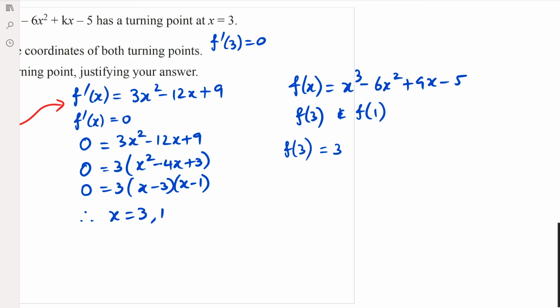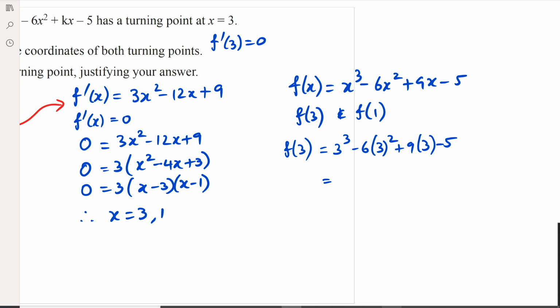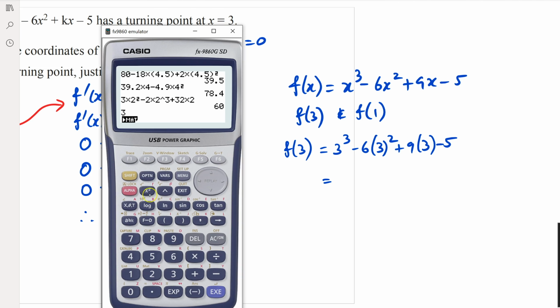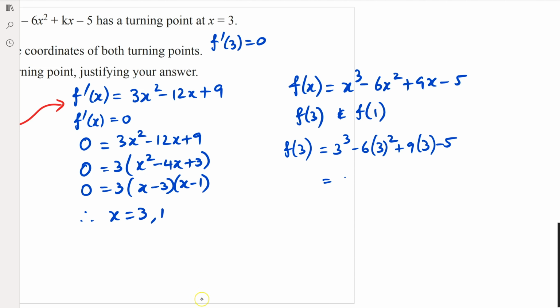So f of 3 is 3 cubed minus 6 times 3 squared plus 9 times 3 minus 5, which actually ends up giving me negative 5. But let me just double check that. So I've got 3 to the power of 3 minus 6 times 3 squared plus 9 times 3 minus 5. Cool, minus 5. So my first point is going to be 3, negative 5.